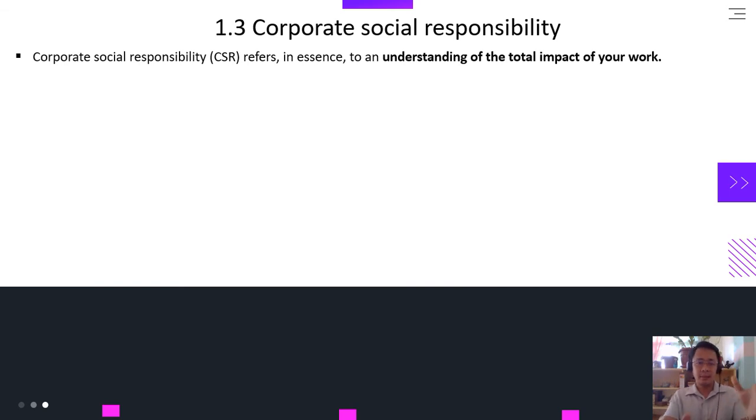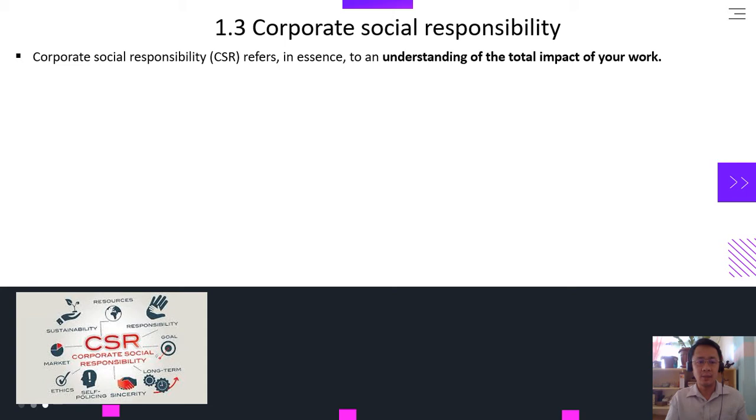Next is corporate social responsibility, or the CSR. It refers in essence to an understanding of the total impact of your work, and also the resources that you manage. These are examples of the impact of your role as a real estate manager.